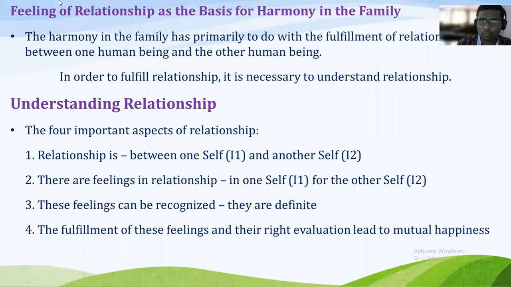So see that what I have written here, the feeling of relationship as the basics for harmony in the family. The harmony in the family has primarily to do with the fulfillment of a relationship between one human being to that other human being. म्हणजे जर आपल्याला फॅमिलीमध्ये हार्मोनी मेंटेन करायची असेल, तर आपल्याला पहिल्यांदा रिलेशनशिपवर फोकस करावं लागेल आणि ती स्ट्रॉंग रिलेशनशिप बनवावी लागेल. Now to understand the relationship, the 4 important aspects. What are these 4 important aspects? Just try to see that, read that. The relationship is between oneself, ज्याला आपण I1 म्हणतोय, and another self, ज्याला I2 म्हणतोय.